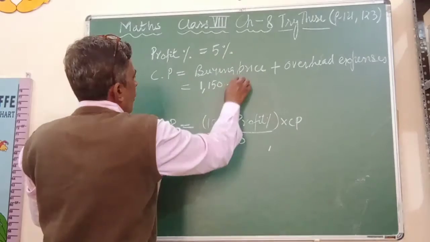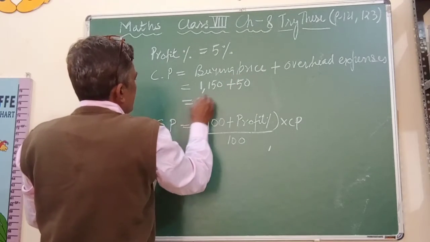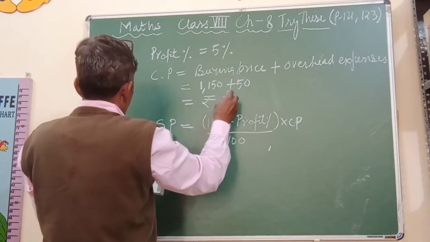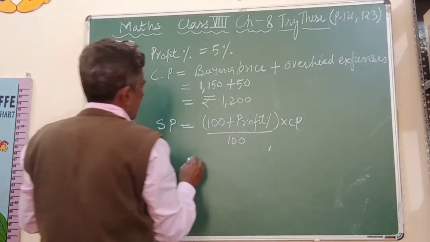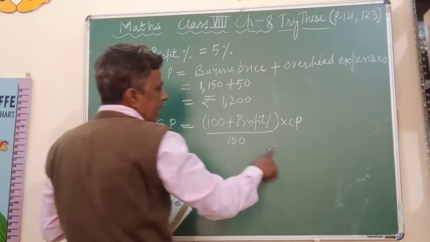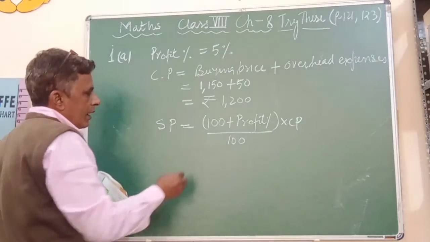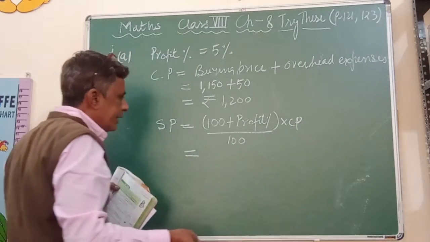1150 and overhead expenses are 50, so the cost price will be 1200. Now we have to calculate the selling price. The formula will remain the same.